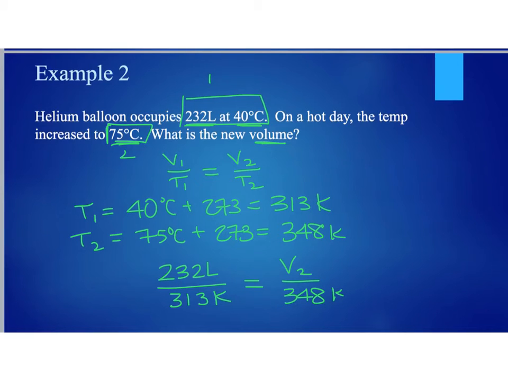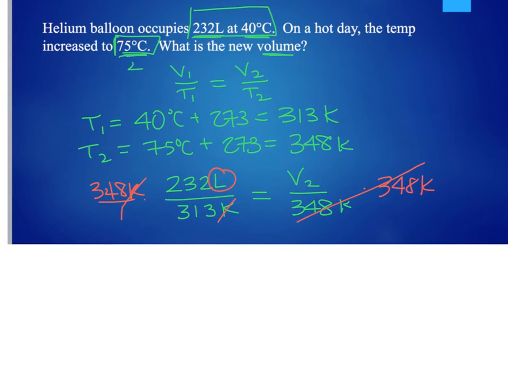And for those of you that don't remember how to do this, I'm going to multiply by 348 Kelvin over here to cancel those out, and I'm going to multiply by 348 Kelvin here. So, and this is really over 1. Your Kelvins are going to cancel, and that's going to give me a unit of liters, which is what I want. And if I go ahead and do the math here, what I end up with for an answer is that my second volume is equal to 258 liters.